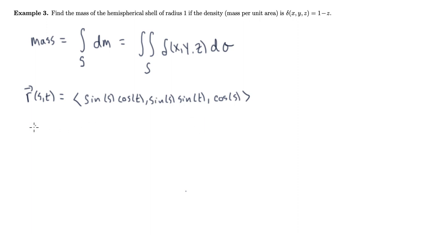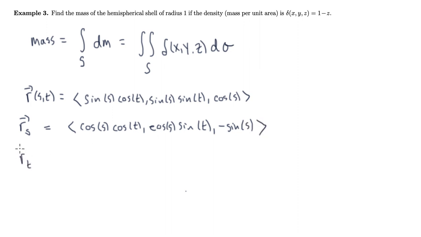Okay, and now let's take some derivatives. So we'll take the derivative with respect to S, and that'll be cosine of S cosine of t, and then we'll have cosine of S again, now sine of t, and then negative sine of S. And then our derivative with respect to t is going to be, well, we're going to get negative sine S sine t, and then sine of S cosine of t, and then finally 0, because the z component doesn't depend on t.